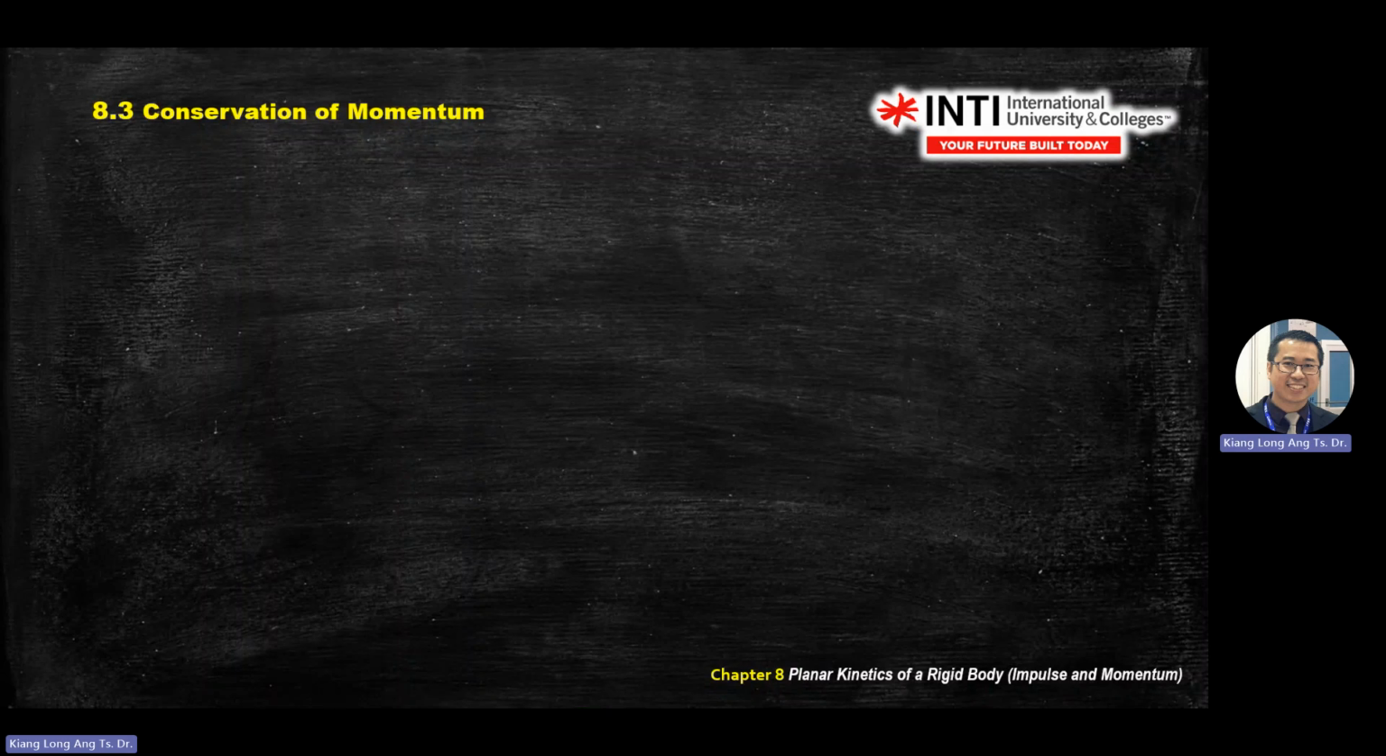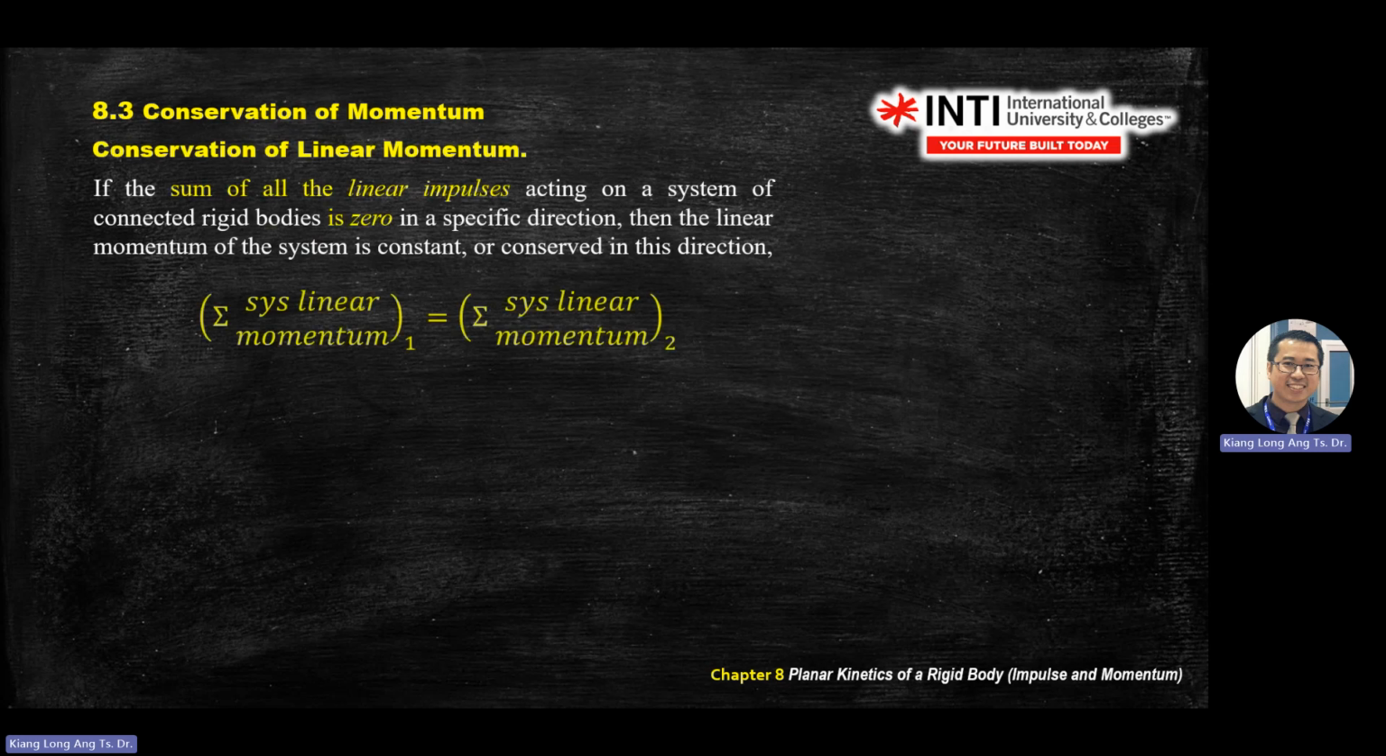Today we learn about conservation. Conservation of momentum means there's no change of momentum. Momentum has two types, one is linear momentum, one is angular. Linear, which you learned before, means moving in a straight line, left, right, up, down. Linear momentum means mass multiplied by velocity, mv1 equal to mv2.